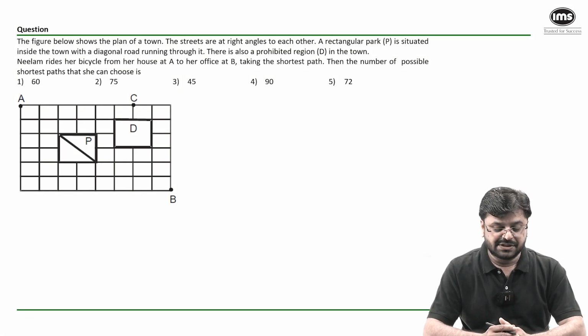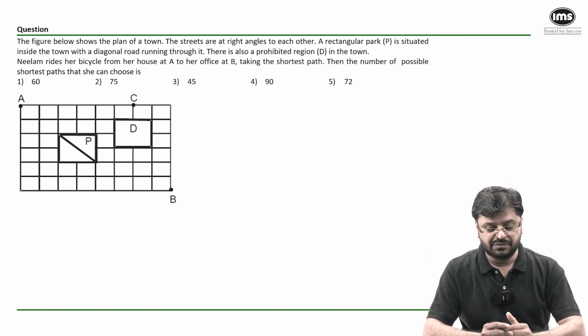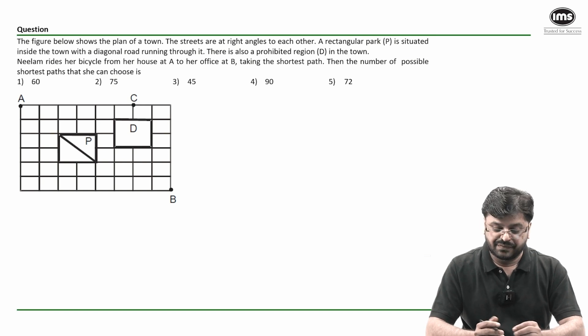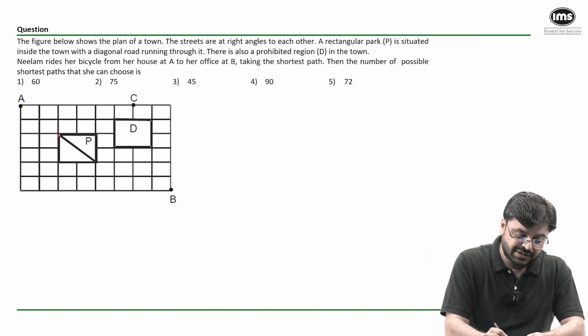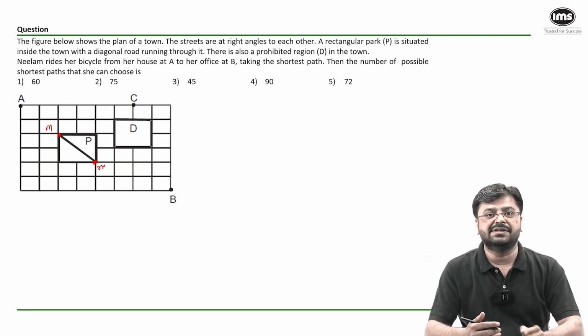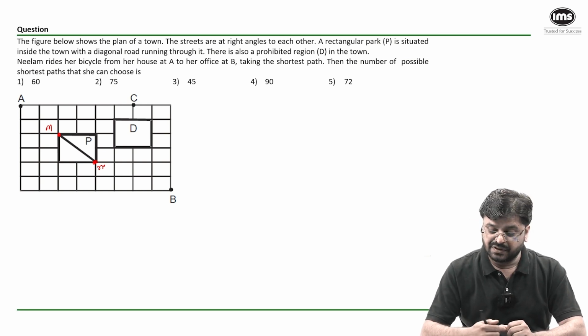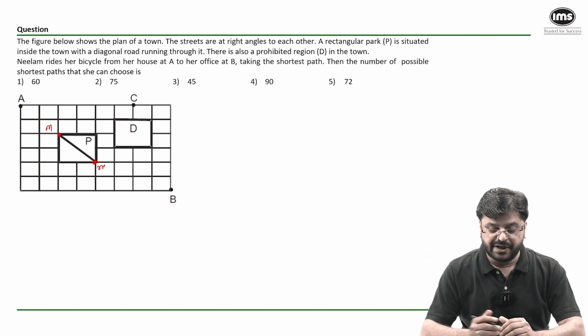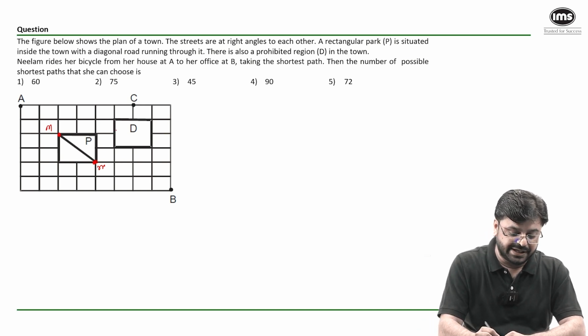This question says, the figure below shows the plan of a town. The streets are at right angle to each other. The rectangular park P is situated inside the town with the diagonal road running through it. So this is the park in which there is a diagonal road. Let's name these points M and N. So MN is a diagonal road along the path. Also, there is a prohibited region D in the town. So this is the area where you are not allowed to enter.